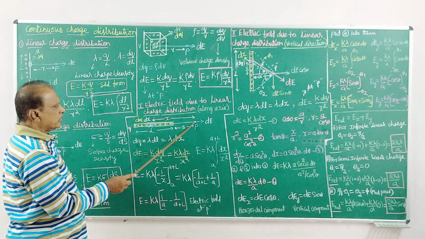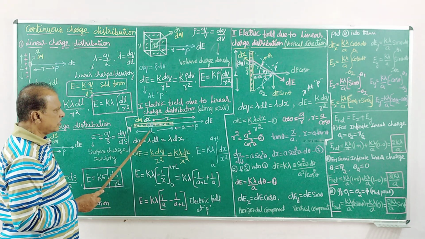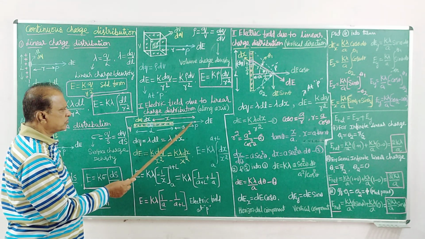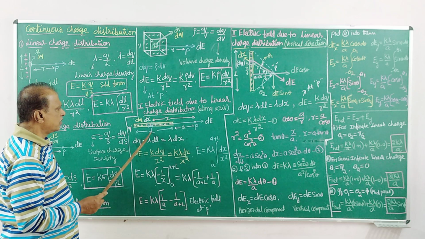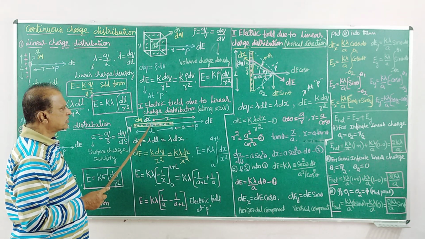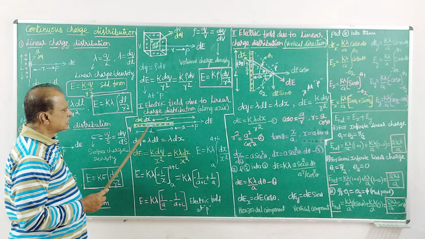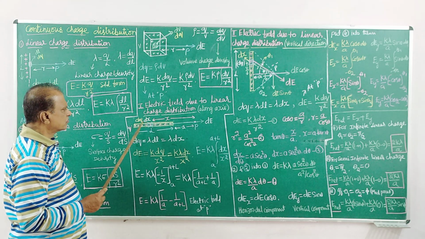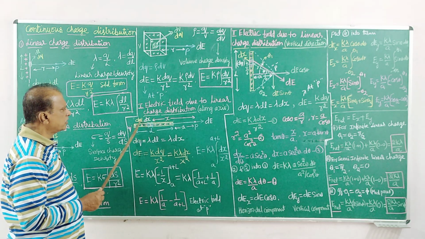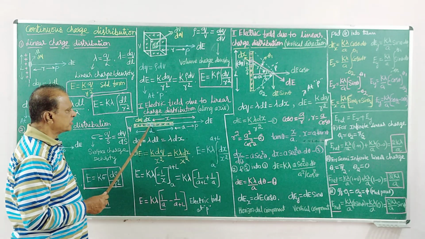I have taken the point here. This is a linear charge of length L. The distance between this point and this end is a. The distance between this point and this point is L plus a. And the distance between this point and the point where the charge amount is dq is x. The length occupied is dx, an infinitesimal length. The total charge is q, but we are taking only dq charge. Let us calculate the electric field only by this infinitesimal amount.